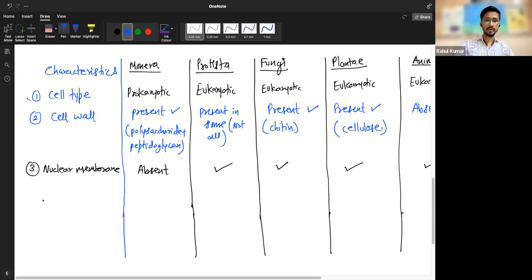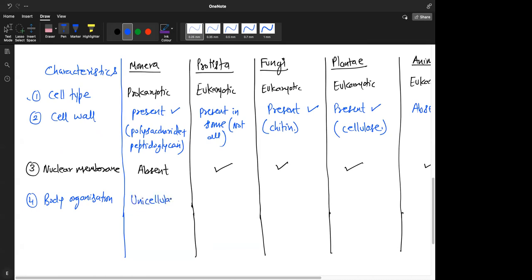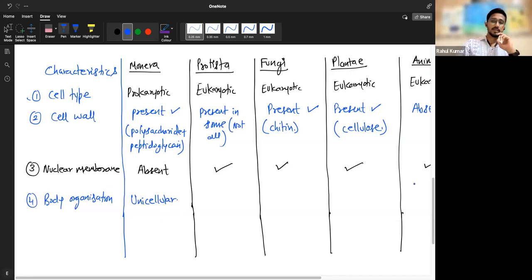Then we go to some more advanced features like body organization. Body organization is how the body is organized. So, Monera is unicellular.